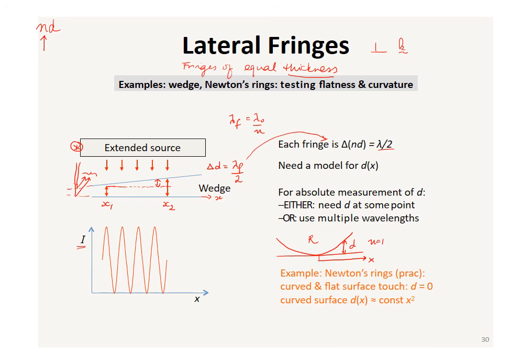And sometimes when we're looking at thin films, we don't know the refractive index, so we can't make an absolute measurement of d. We have a measurement generally of nd. So either we need to have a reference thickness measurement at some point, or alternatively we can use more than one wavelength, and then we can solve the equation simultaneously in order to find out what d is.